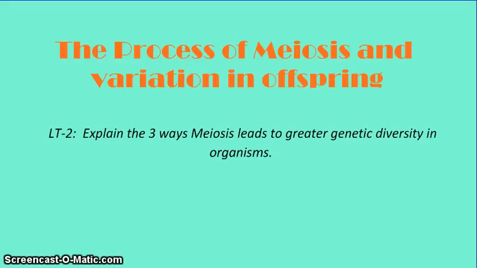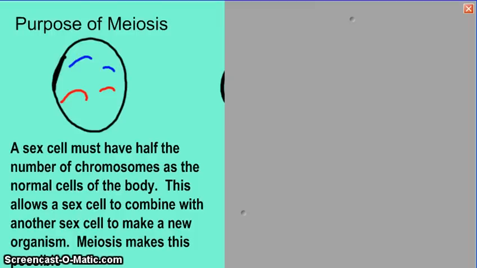Okay, this video lecture covers the process of meiosis and how it leads to greater variation in offspring. This is going to help you understand not only this learning target as well as the learning target on comparing mitosis and meiosis, but it will also help you understand genetics and evolution as we go forward, because those are processes that require variation.